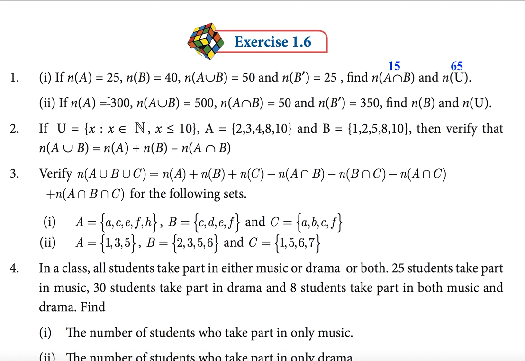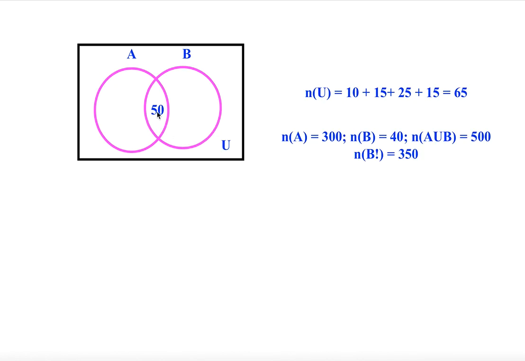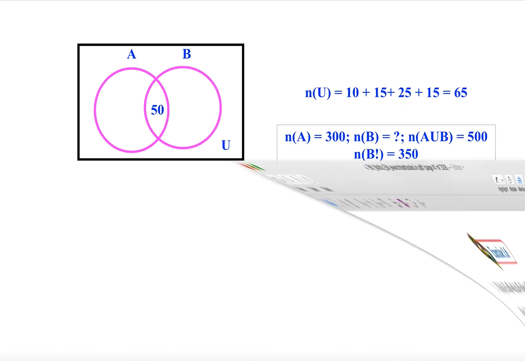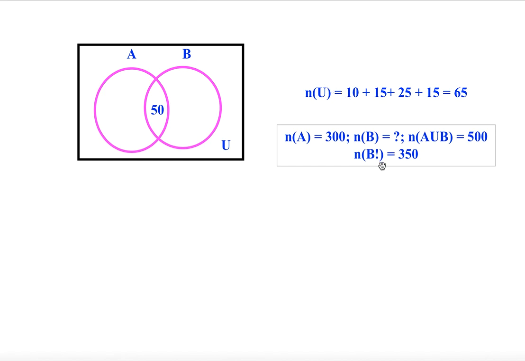N of A is 300. A union B is 500. A intersection B is 50. B dash is 350. So N of B you need to find. N of B, and what else you need to find? N of U also. Okay. N of U also you need to find. Fine. Let's first find N of B.